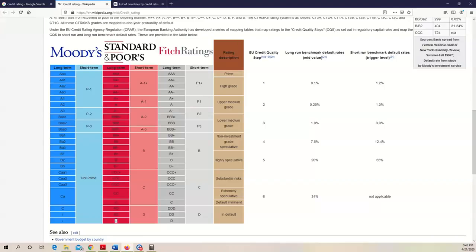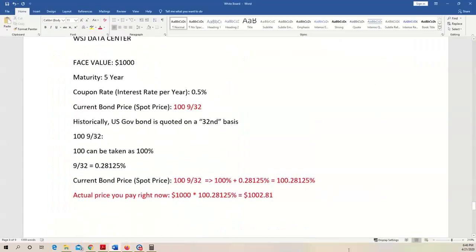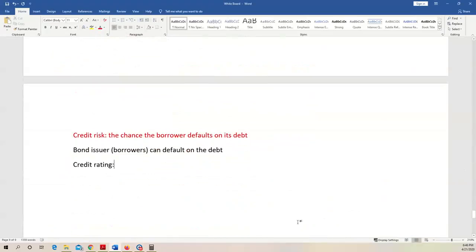But here we have a letter D, right? D means this bond issuer has defaulted before. If a bond is rated letter D, that means this bond issuer has defaulted on this debt before. In other words, this borrower has lied before. This borrower didn't fulfill all the promises written on the bond before. Letter D.